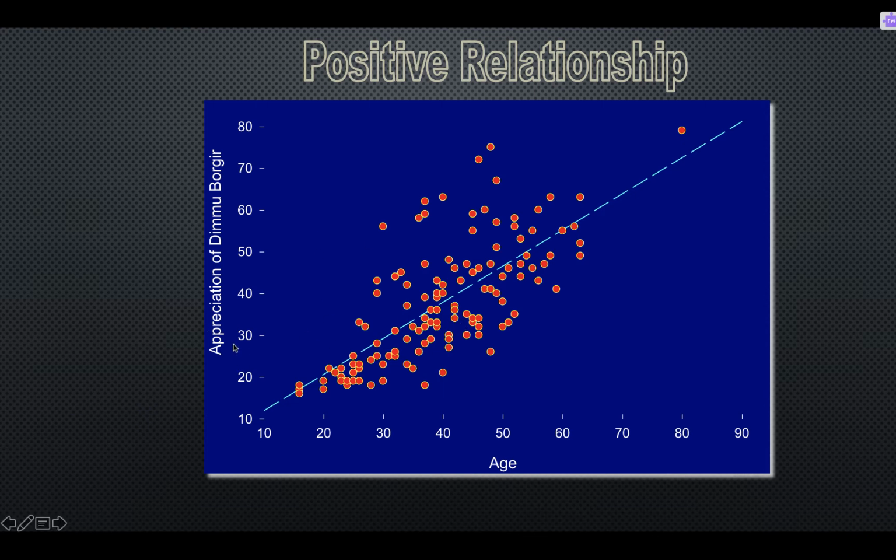And if I use this appreciation of Dimmu-Borgir and age, okay, if I am using this line that's going up, you'll see right here, the first one is at 10 and 20. As they get older, at the age of 70, whatever this is, has gone higher. So in a positive relationship, both scores go up. So it's as age increased, appreciation of Dimmu-Borgir increased.